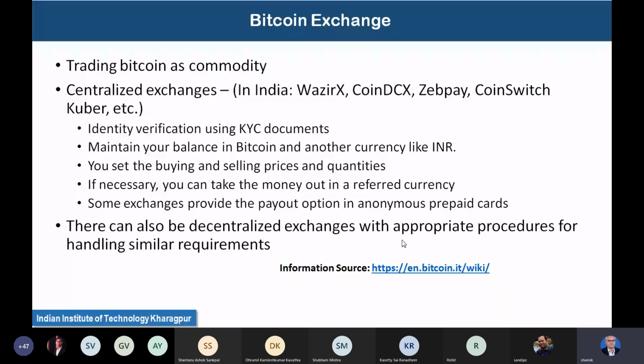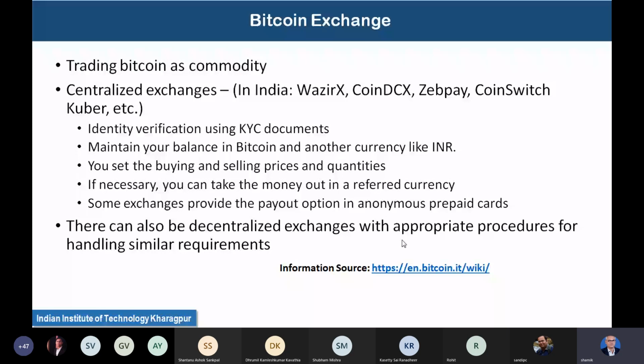So the exchanges actually provide that feature. But if you do that, the exchange would know about you, your identity, how much money you are making, and all those things. Sometimes it is possible that this payout can be done not to your particular debit or credit card, but to anonymous prepaid cards. That is like ATM cards with a prepaid amount loaded. So you get 1,000 rupees, there is no name, and it can be spent anonymously also.